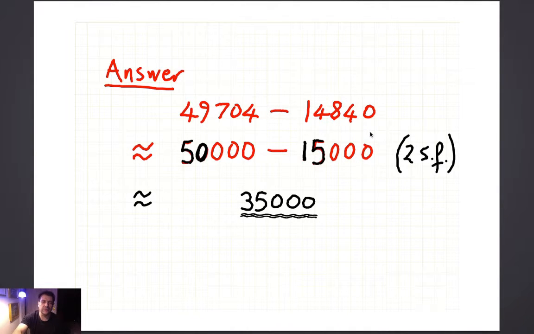And then the 14,840 rounded to two significant figures is 15,000. So with the numbers rounded to two significant figures, 50,000 minus 15,000 is 35,000. So I've got my squiggly equals sign saying approximately equal to. The approximate difference in their home attendances is about 35,000.